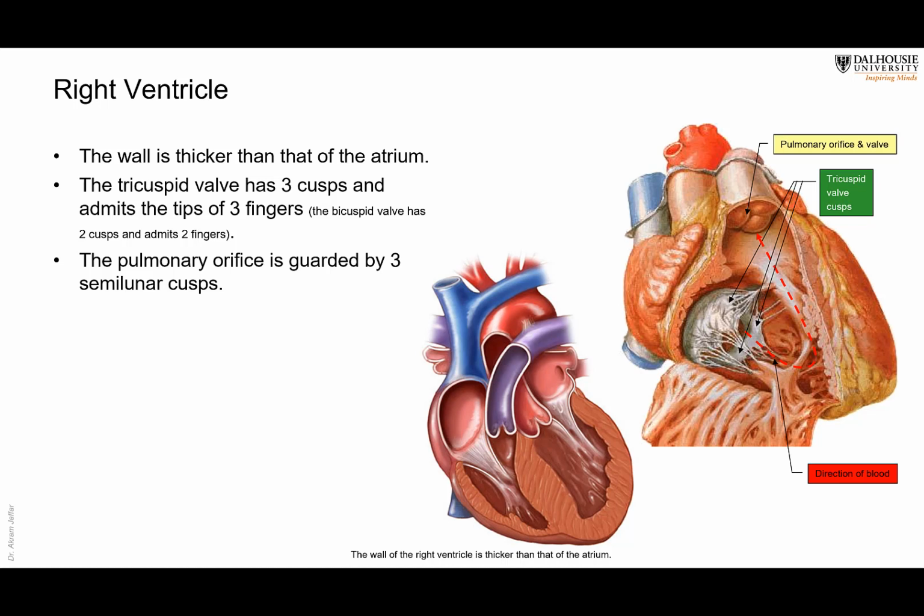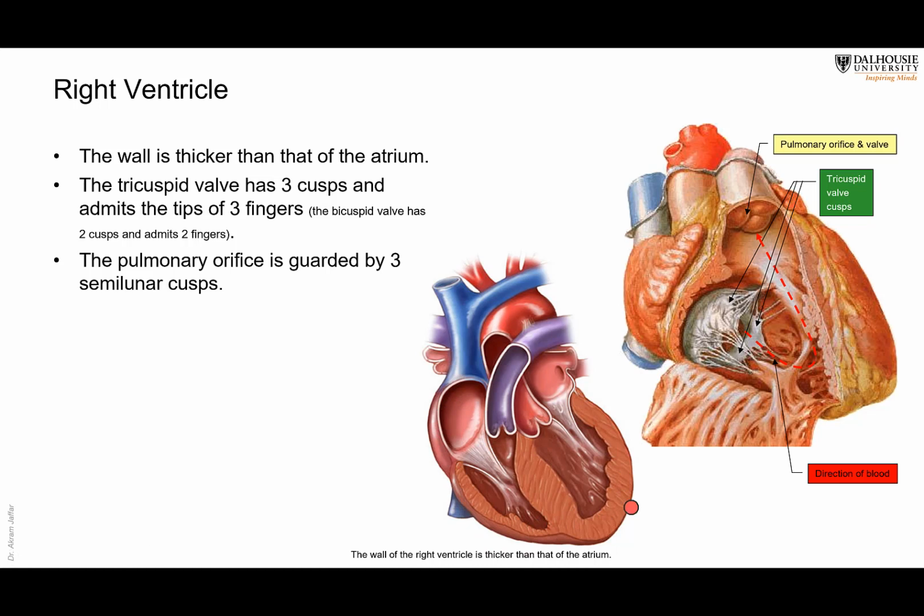Again, we are going to open the right ventricle in the practical, and you will find that it has a rough surface, which is formed by cardiac muscle fibers. It's a little bit thicker than the right atrium. The wall is thicker, but it is thinner than the left ventricle.